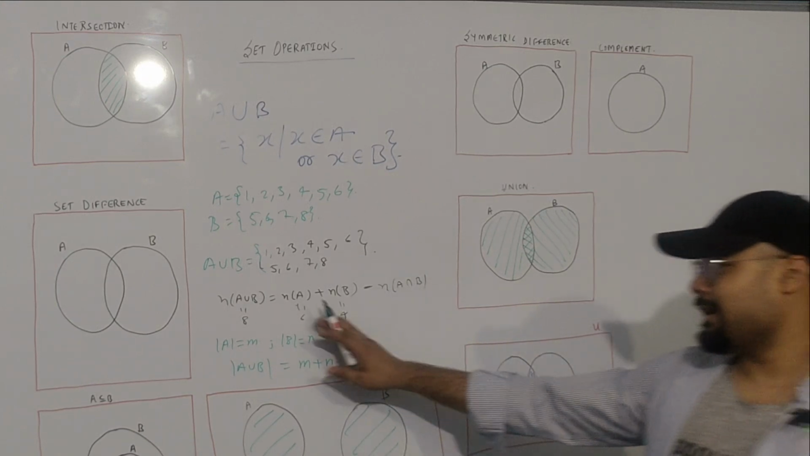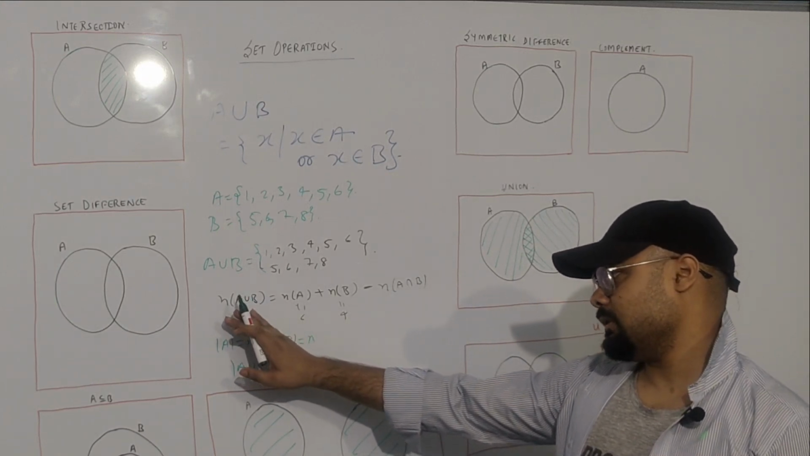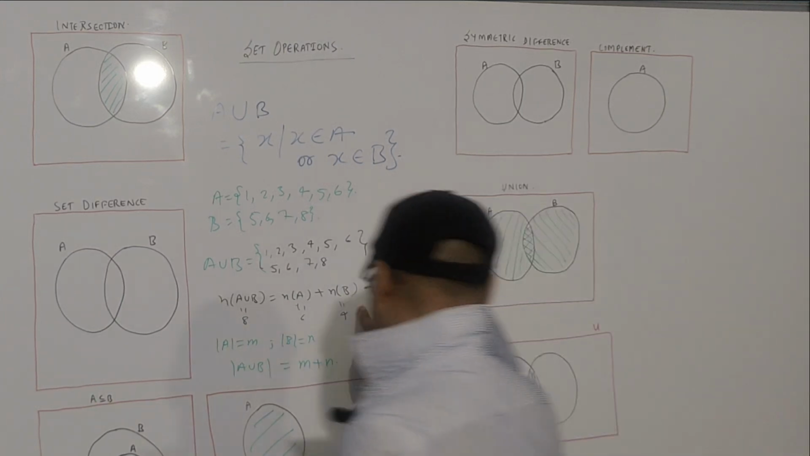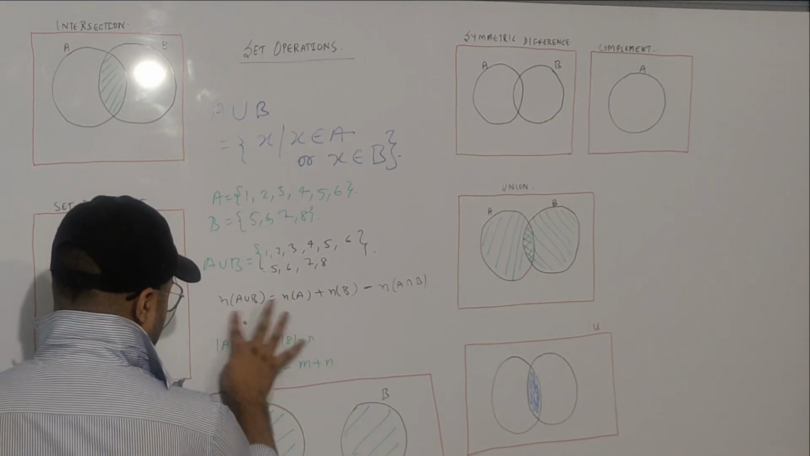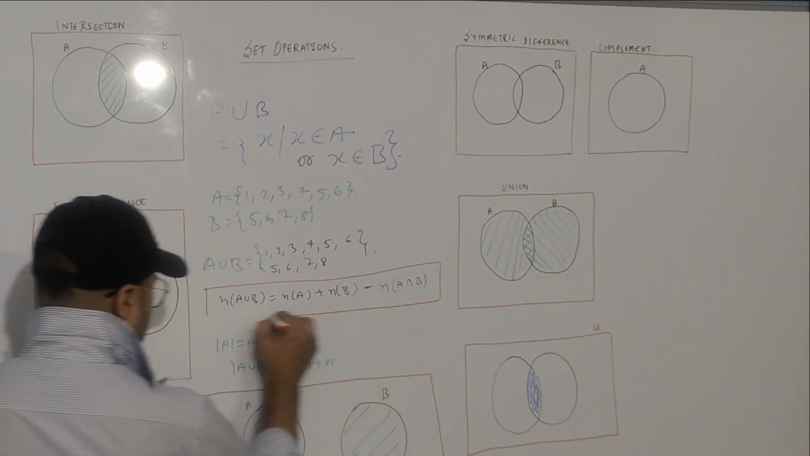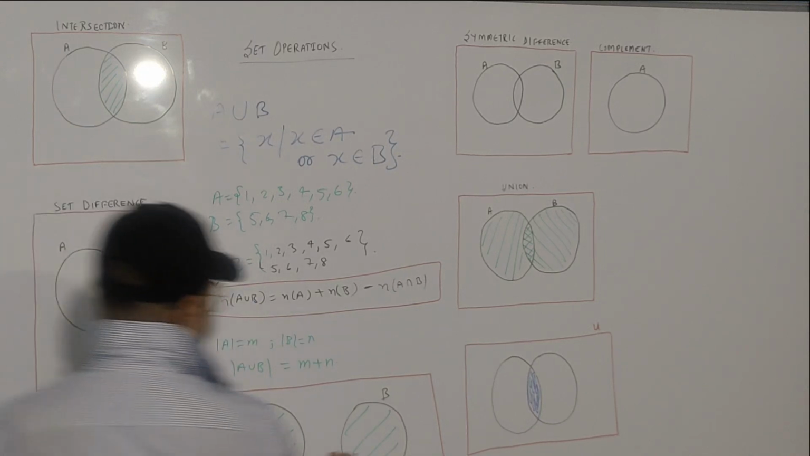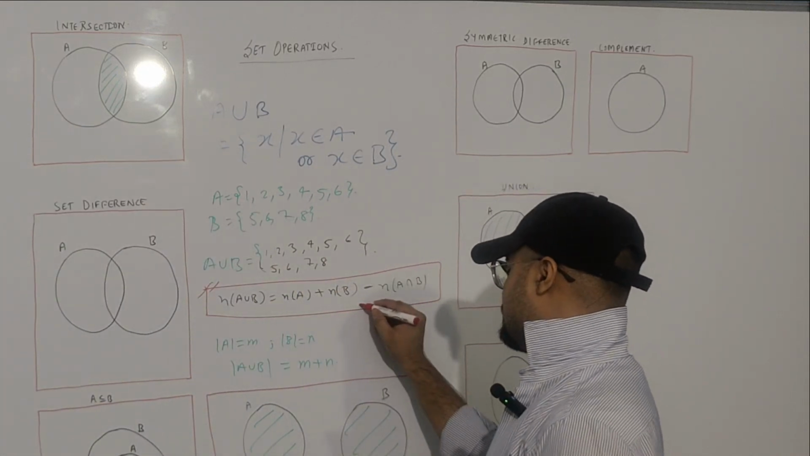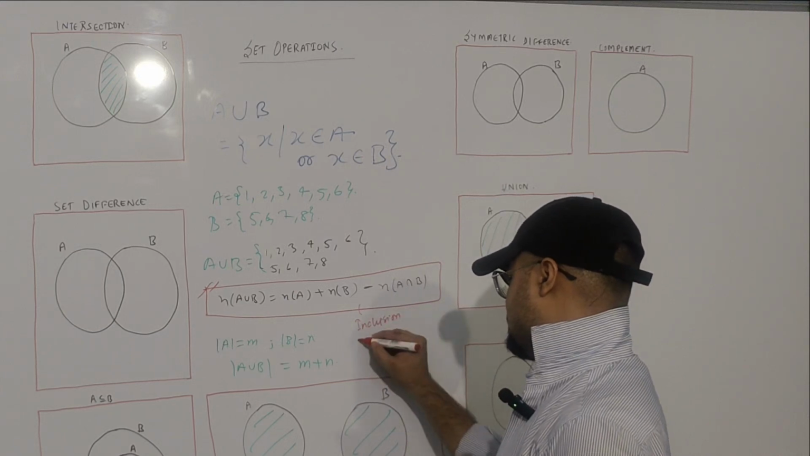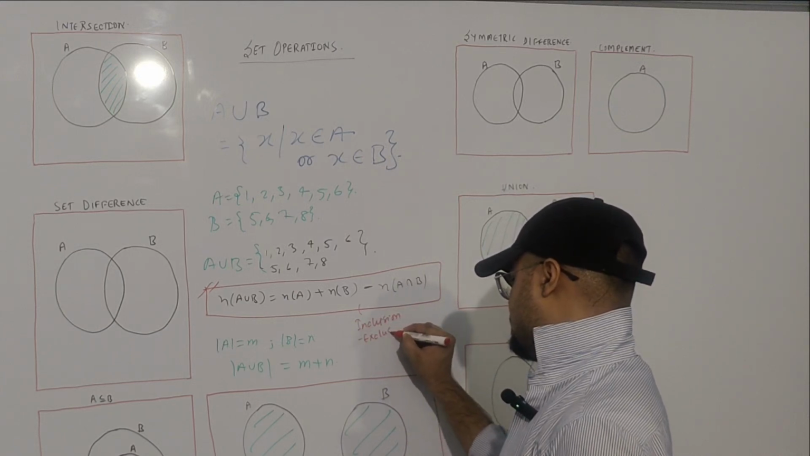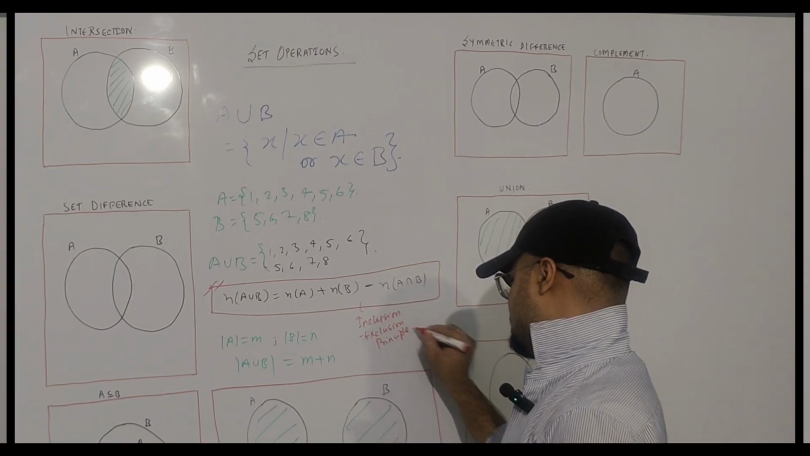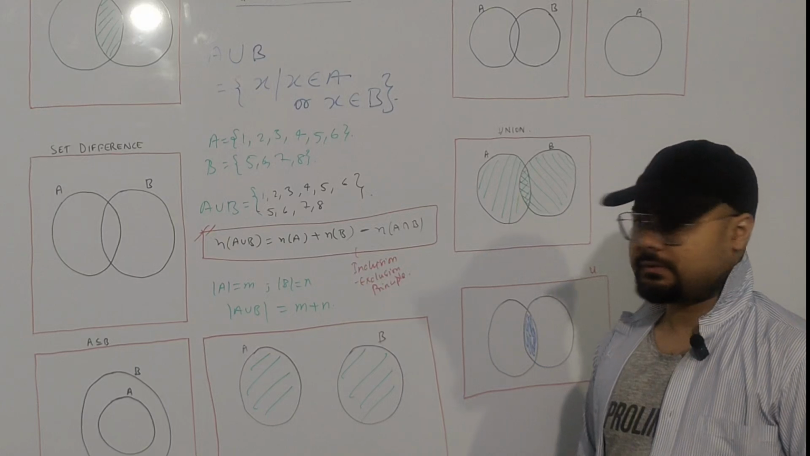And this formula is called the inclusion exclusion principle. This is the principle of inclusion and exclusion. So this is the inclusion exclusion principle.